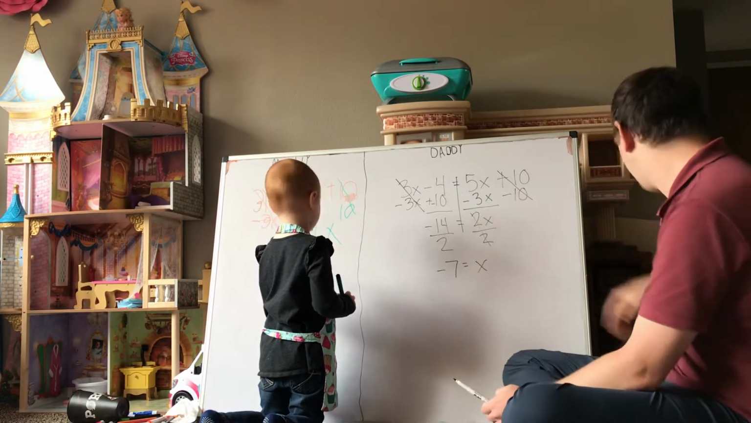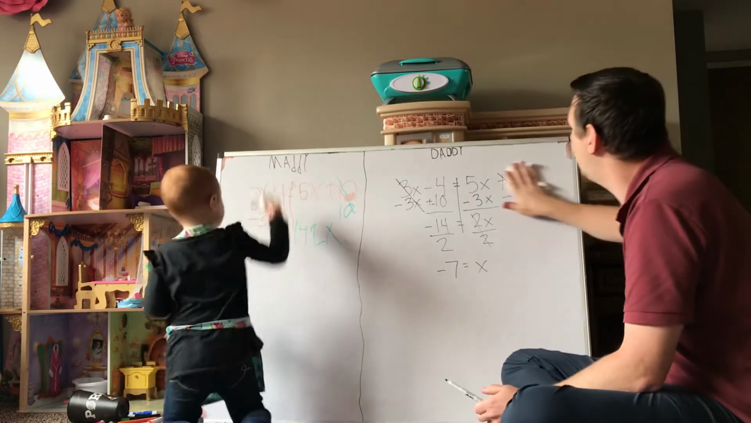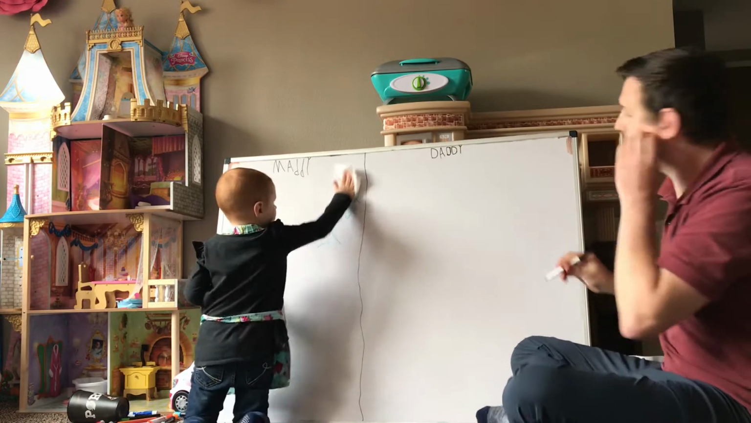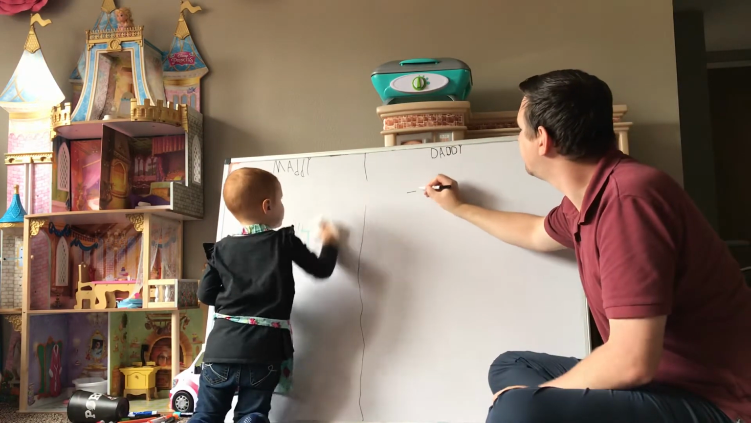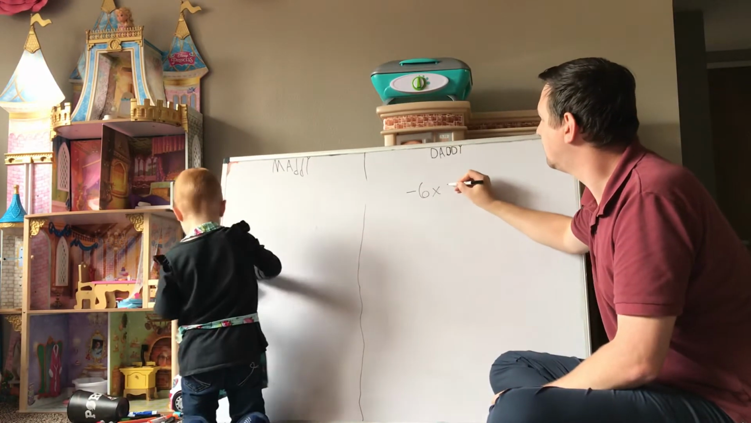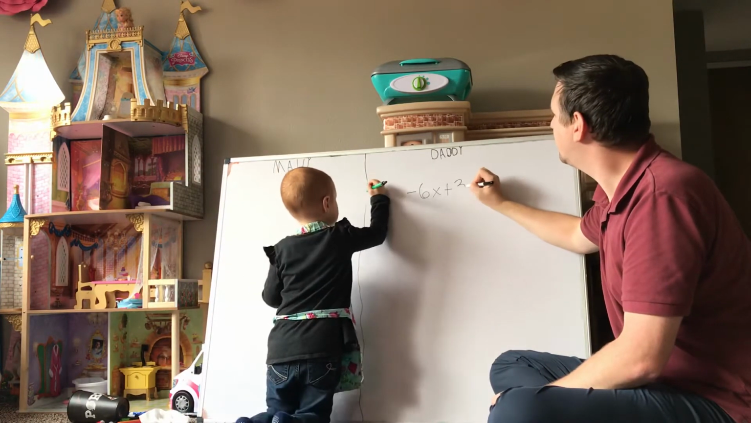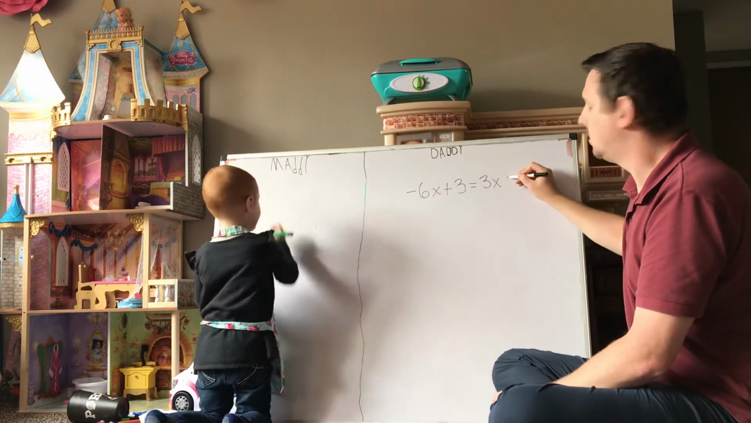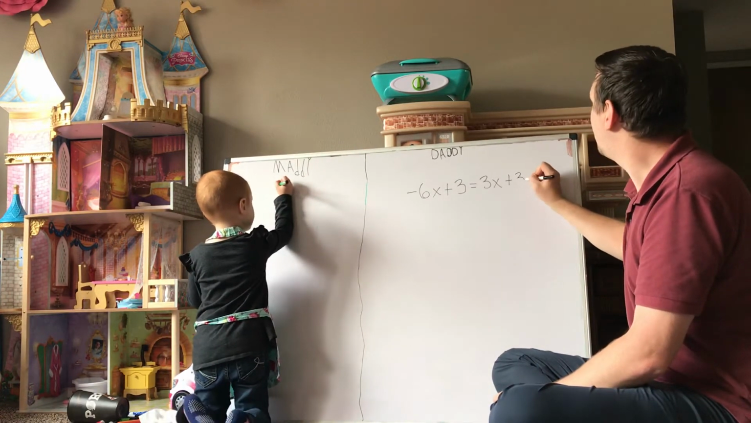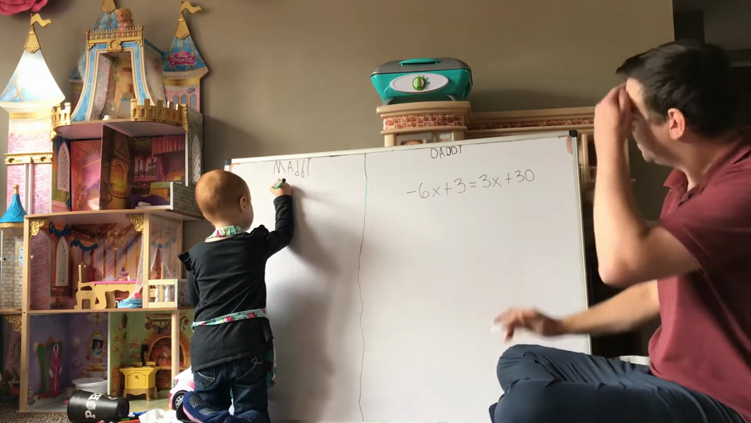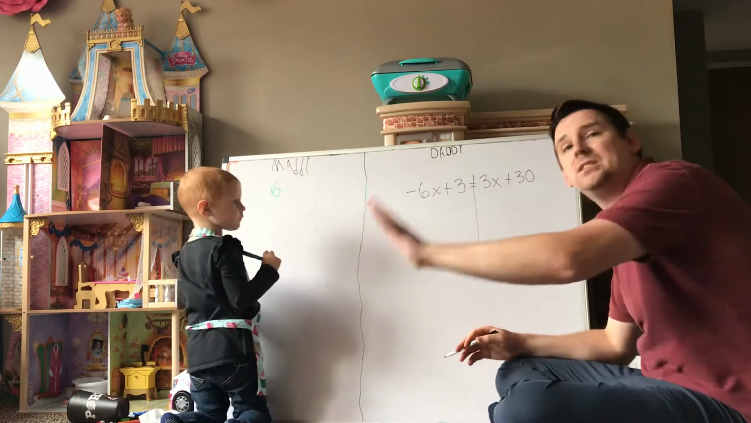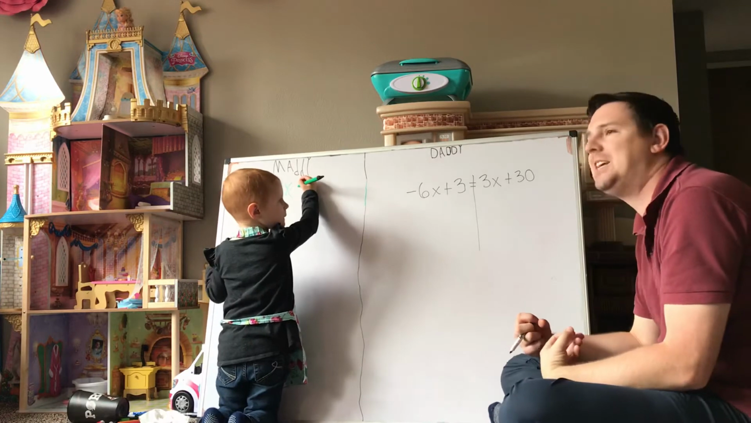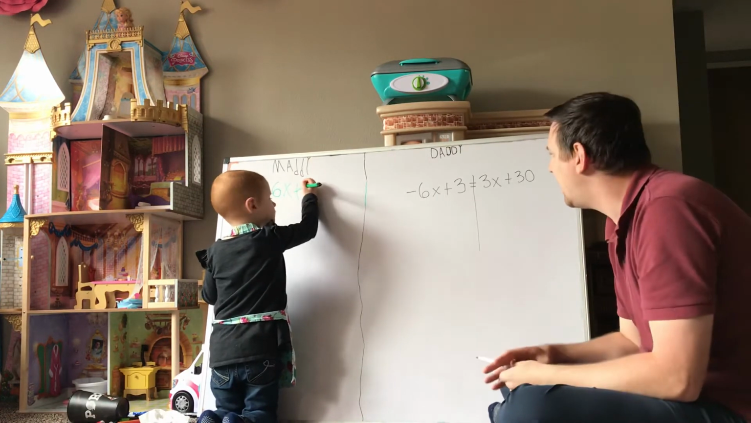All right, Maddie, erase your side, I'll erase my side. Let's try another one. Okay, our next equation is going to be negative 6x plus 3 equals 3x plus 30. Okay, again, x's on different sides, numbers on different sides. We need to move them to get them on the same side.